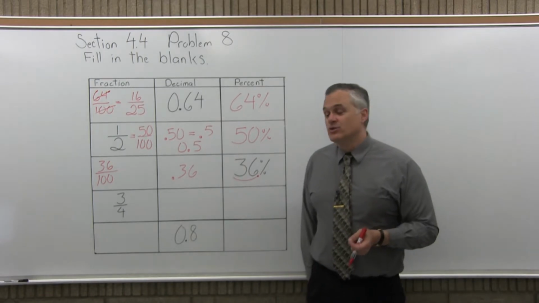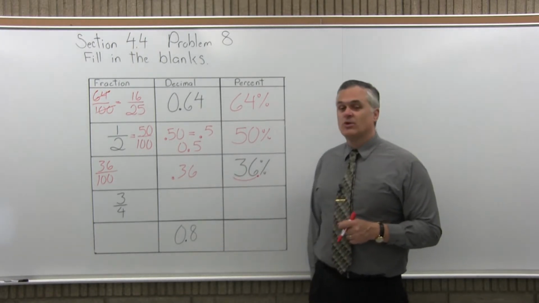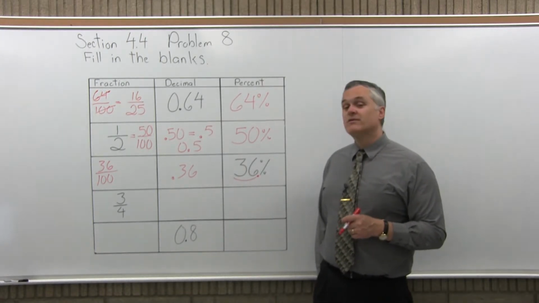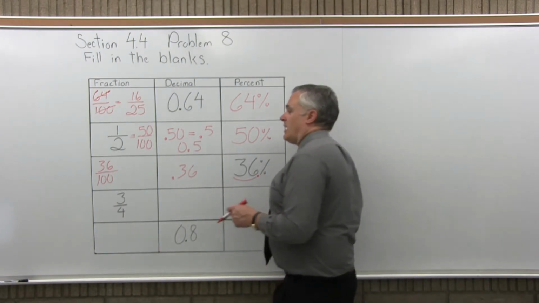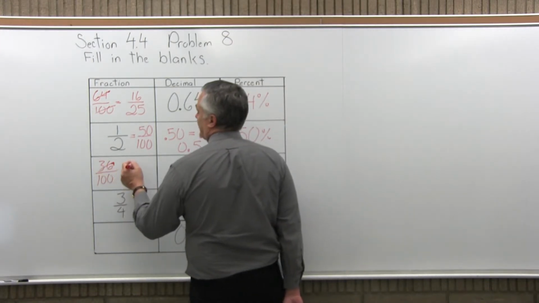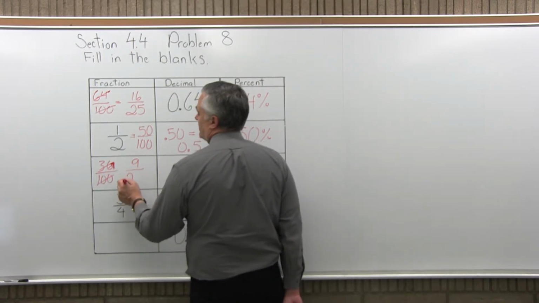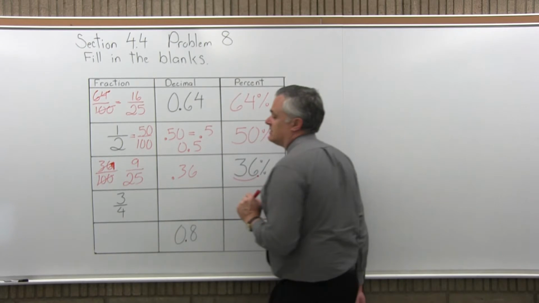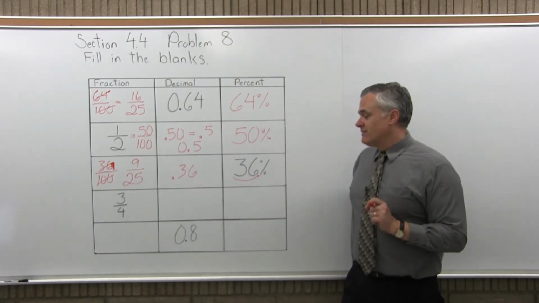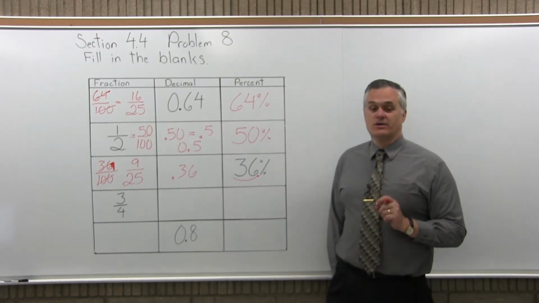Now, the thing is, can I reduce that? I can. They're both even. I can cut them both in half. But again, even better, they'll both divide evenly by 4. 4 divides into 36 9 times, and 4 divides into 100 evenly 25 times. So 9 over 25.